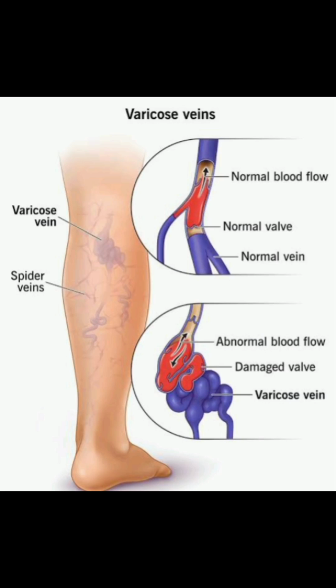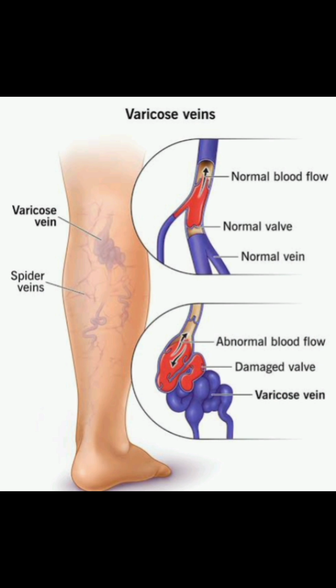Varicose veins. Varicose veins or varicosities are dilated, tortuous subcutaneous veins most frequently found in the saphenous system. They may be small and innocuous or large and bulgy.